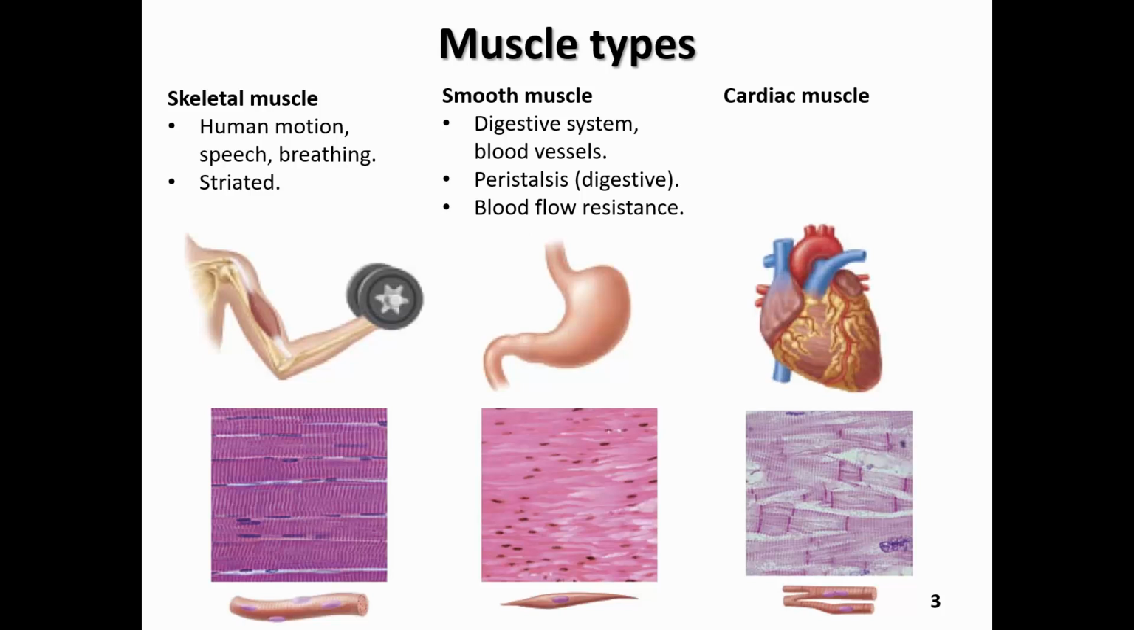The third type of muscle is cardiac muscle, and cardiac muscle is found just in one organ, the heart, and it makes up the largest mass of the heart. This muscle tissue is also striated, as indicated in this microscopic image below, in a similar way as the skeletal muscle is striated. When this muscle contracts, its job is to pump blood out of the heart so that blood can go and deliver oxygen and nutrients to the rest of the body.